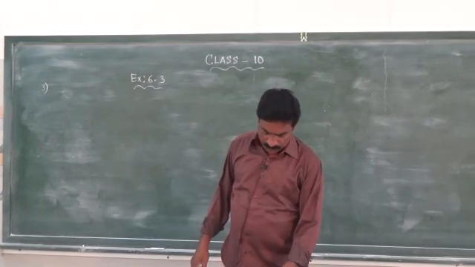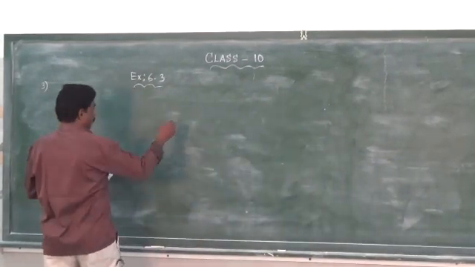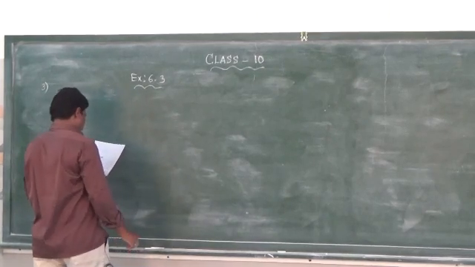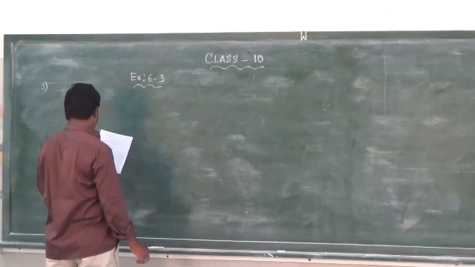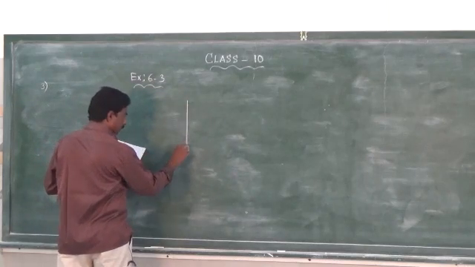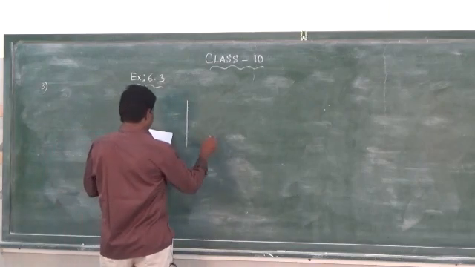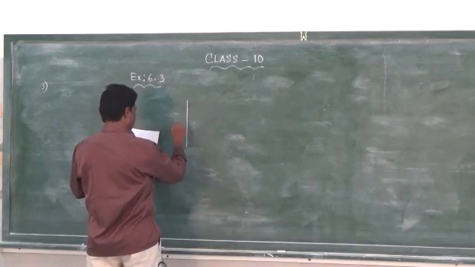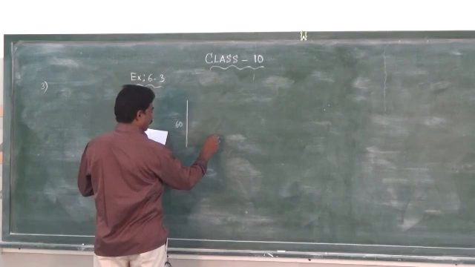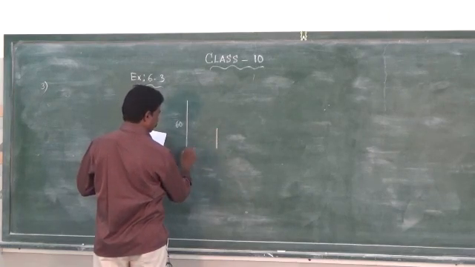From the top of the tower of height 60 meter, the angle of depression of the top and bottom of a vertical lamp. So a tower is there and a vertical lamp. From the top of the tower 60 meter high, the angle of depression of the top and bottom of a vertical lamp.